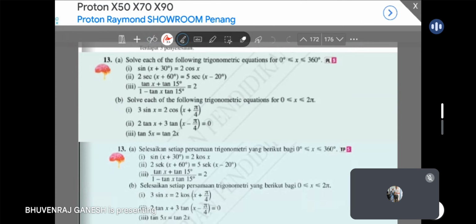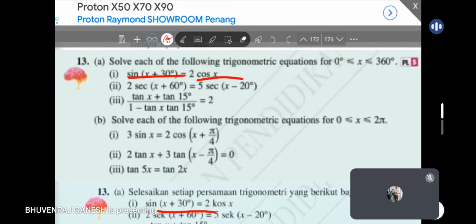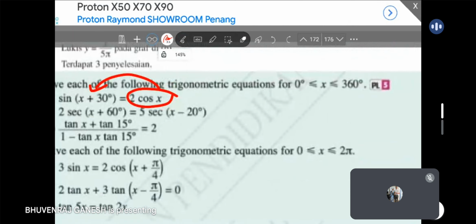So for 13A1, you can see over here, sin(x + 30) equal to 2 cos x. Which one are you guys going to modify? Kamu akan pergi ubah apa? Of course, you're going to modify the sin(x + 30). And then 2 cos x, just shift it to the left-hand side, belah kiri.